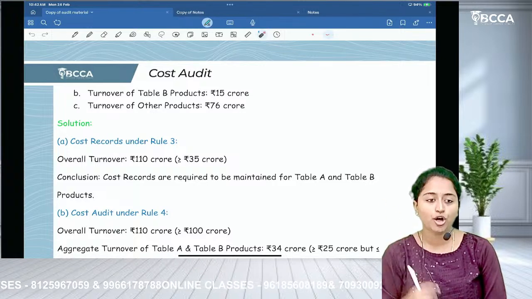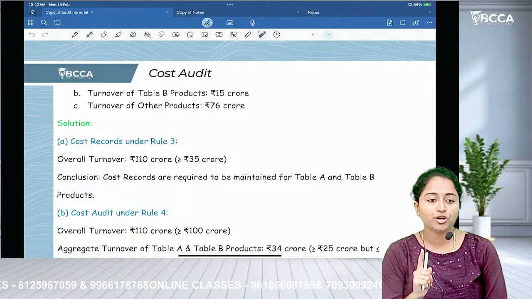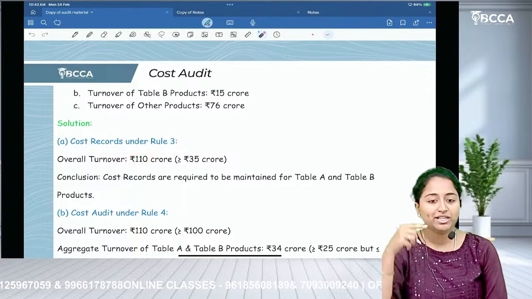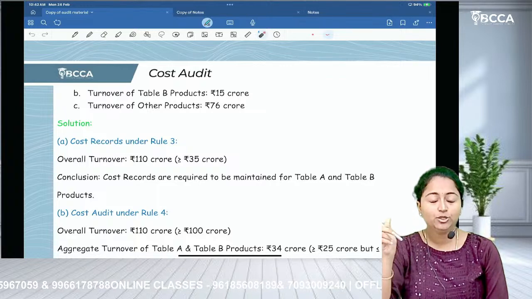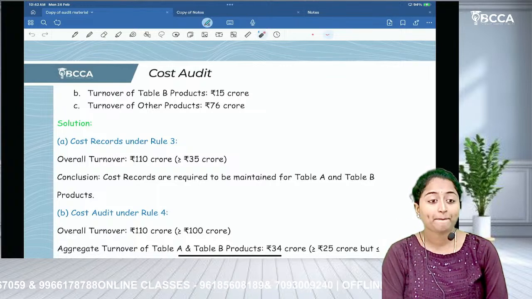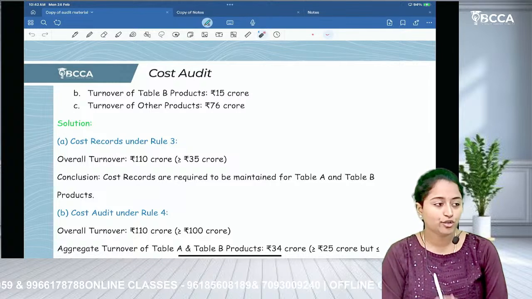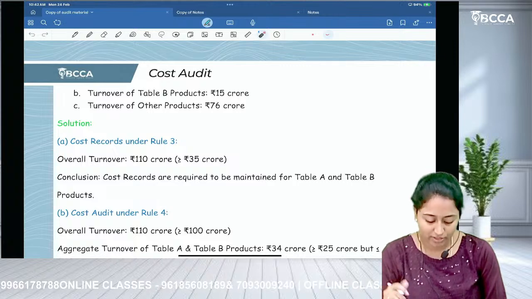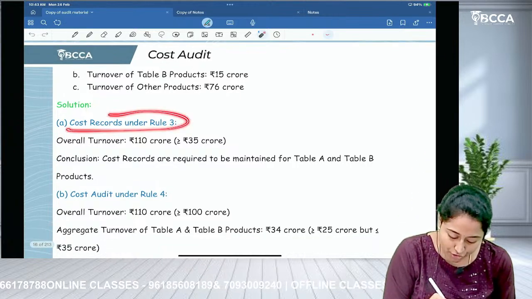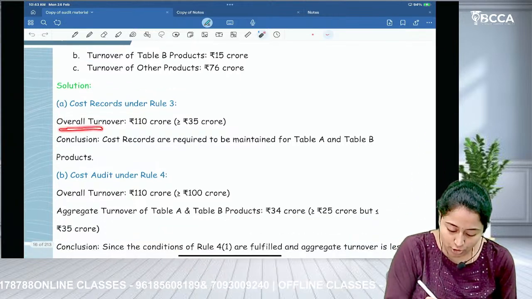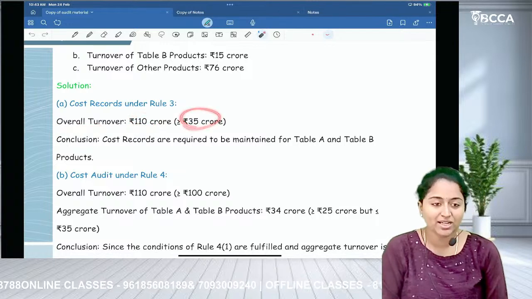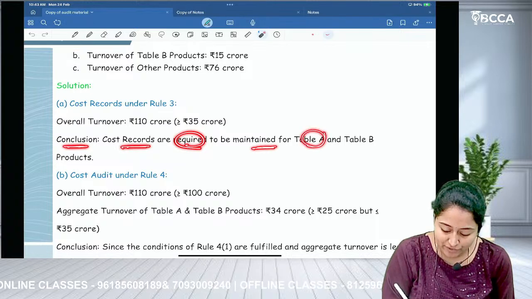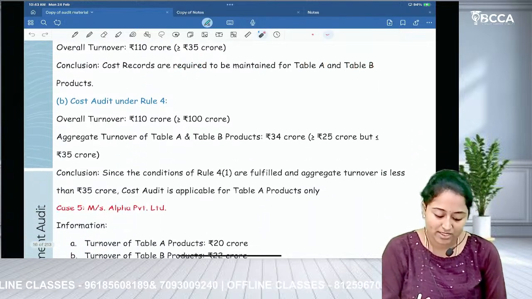Now, coming for non-regulated. More than or equal to how much should be there for overall? 100 crores. Overall it is 110. So it is satisfied. Individual products should be 35 crores. So here it is only less than 35, which is not equal to 35. So cost records under rule 3, overall turnover is 110 crores, which is more than 35 crores. Conclusion, cost records are required to be maintained for table A and table B products.